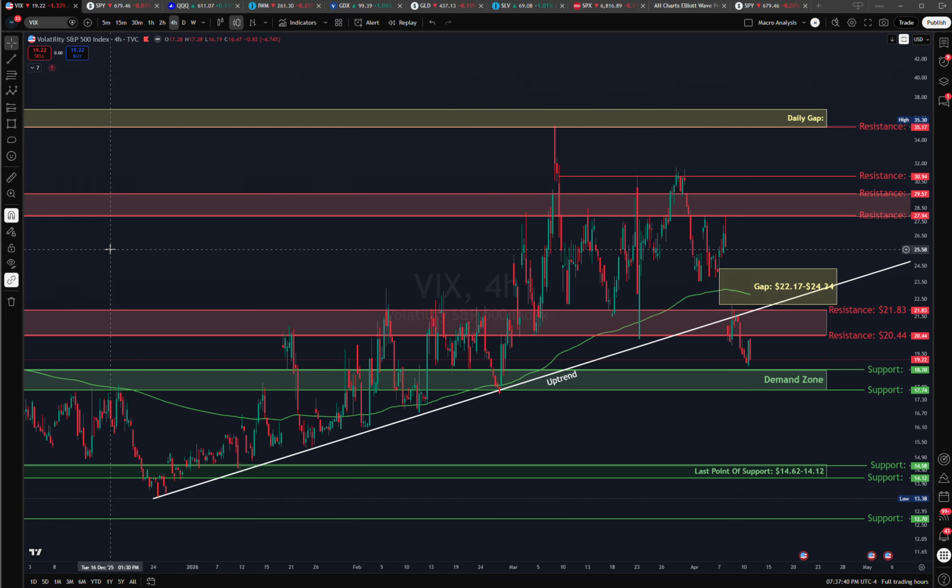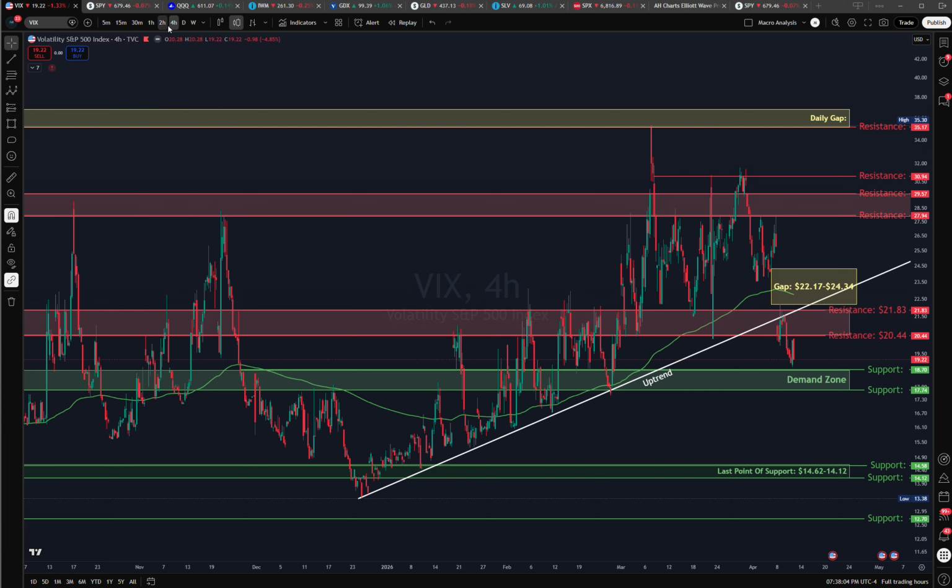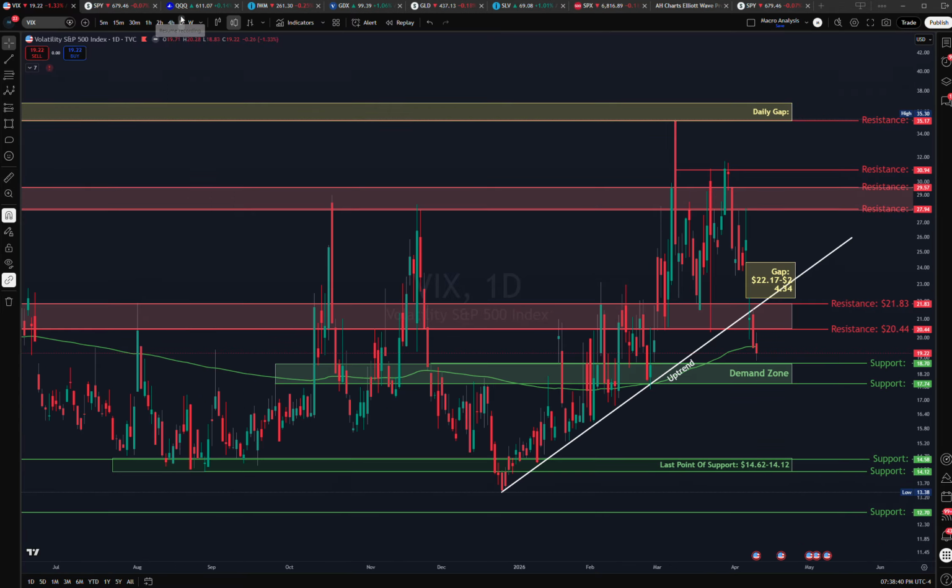Matter of fact, because VIX is one of my leading indicators that I like to look at whenever I'm trading the market, because it could tell me a lot about what's really going on with the overall market, especially if I'm trading SPY or QQQ or IWM. I like to look at VIX as a leading indicator because I trade a lot of zero DTEs, and I don't trade zero DTEs unless I'm looking at VIX. So let's take a look at the 4 hour chart. Before I look at the 4 hour charts, let me switch over to the daily chart first. So this is the VIX daily chart.